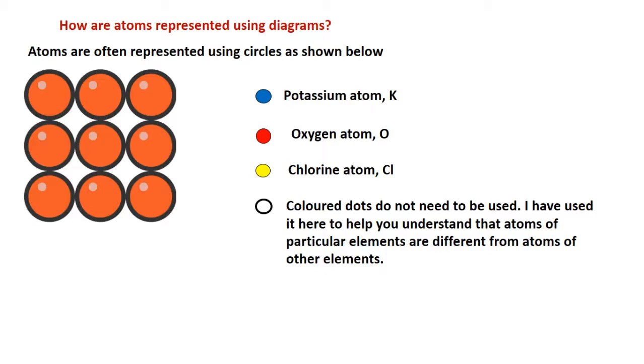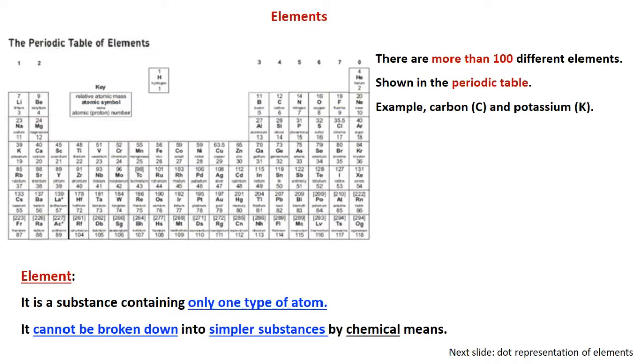So you just draw circles to represent atoms using diagrams. Now we want to look at elements. Again, we said there are more than 100 different elements in the periodic table. So elements are always shown in the periodic table. For example, you have hydrogen, nitrogen, fluorine, carbon, and potassium. These are all elements in the periodic table, which Dr. Thompson taught you when he came to do the periodic table.